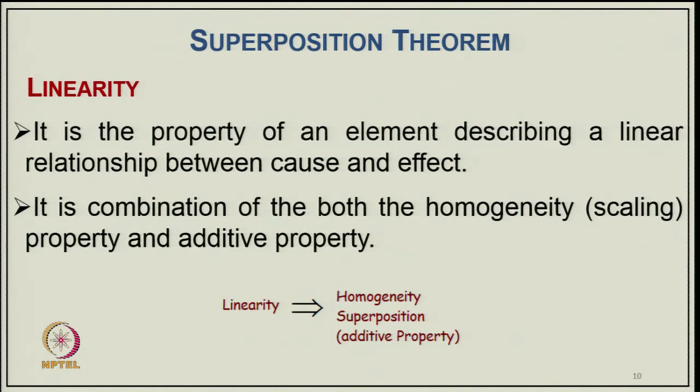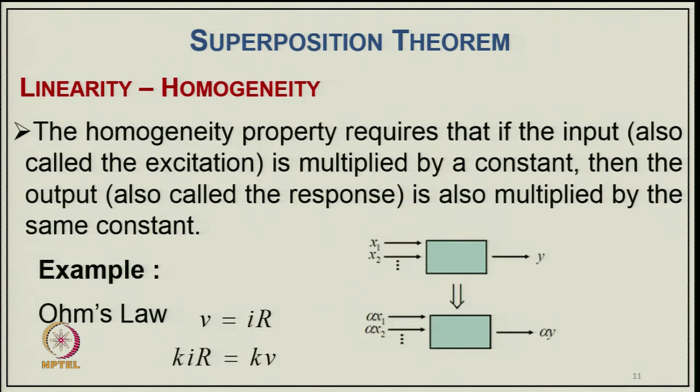So, how do we define linearity? It is a property of an element describing the linear relationship between cause and effect. It is a combination of both homogeneity, especially the scaling property, and the additive property. As you can see, linearity can be defined as a part of homogeneity, superposition and additive properties. So, we can define linearity as homogeneity.